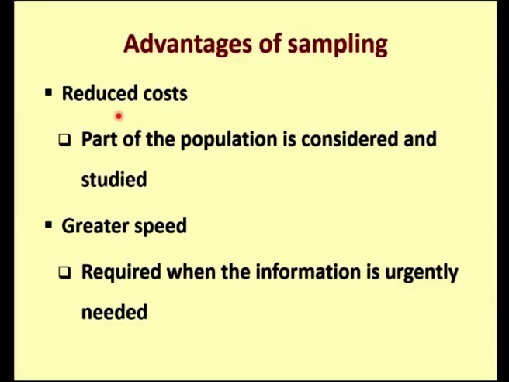And advantages. So, we have many advantages of taking a sample over a census. Naturally it will increase the speed of the study, because a part of the population is considered and studied, and if the information is required very urgently, then we can immediately go for a sample instead of taking all the units in the population. So, it reduces cost and it increases the speed.